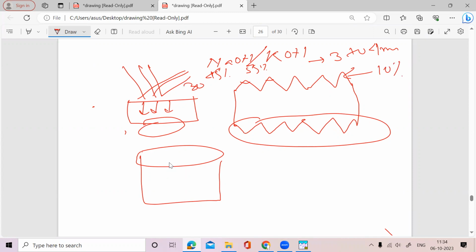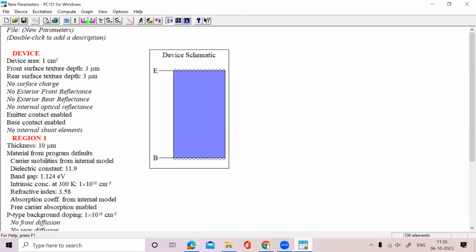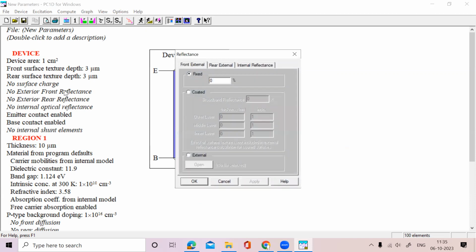Okay. So this is the thing. Again, I come into the software. Next is front reflectance. Again, it is coming front reflectance when I click it. So in front reflectance, what I told you, already 30% reflectance is there.